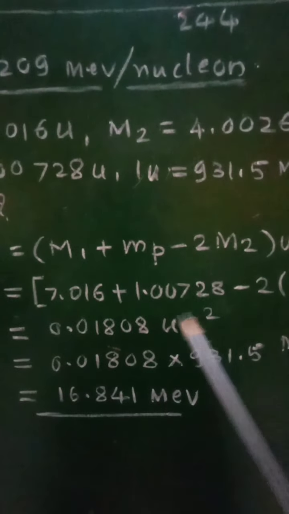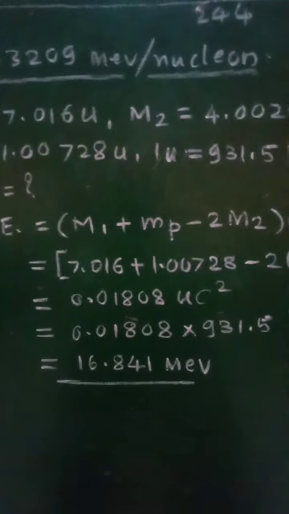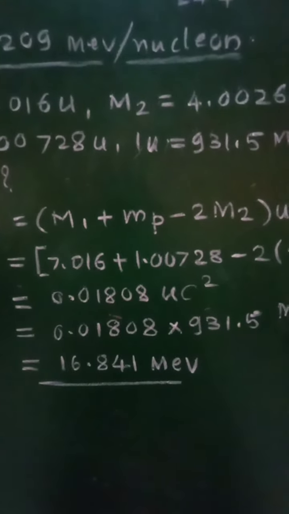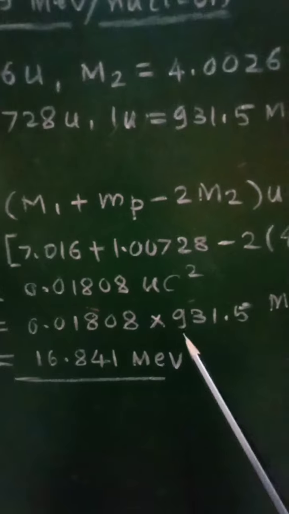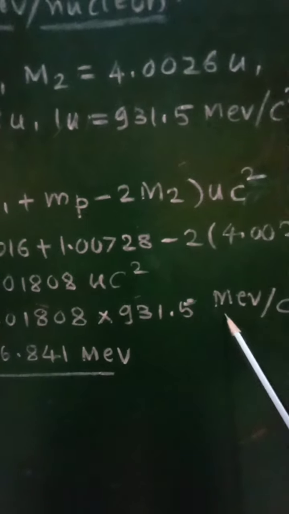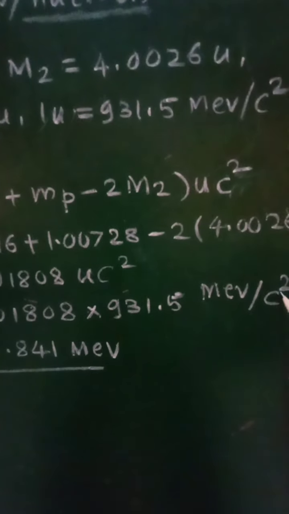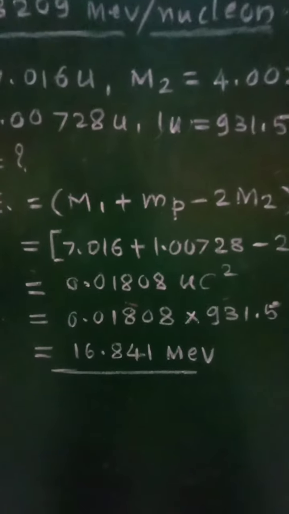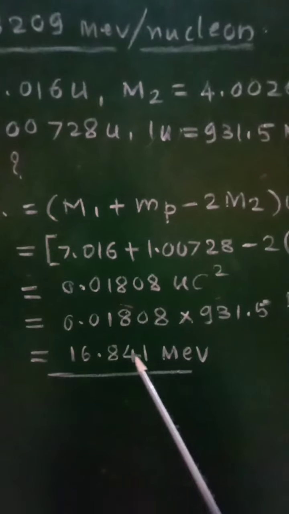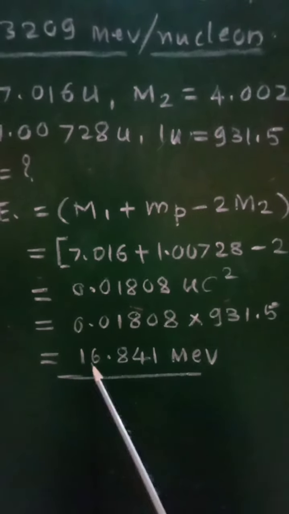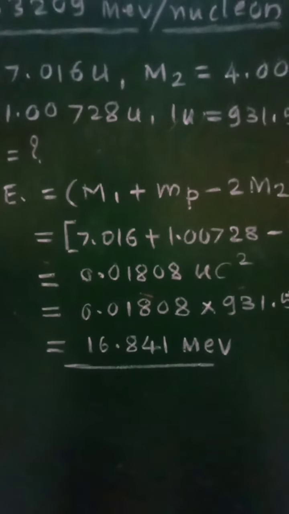So solving this, we will get 0.01808 U C square, which will be written in terms of mega electron volt per C square as 0.01808 into 931.5 mega electron volt per C square. This C square and this C square will get cancelled, and the energy we will get in terms of mega electron volt comes out to be 16.841 mega electron volt. This will be the required binding energy.